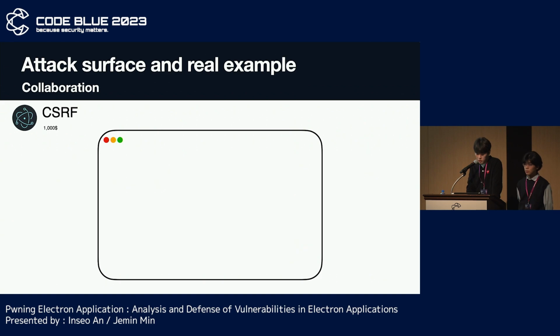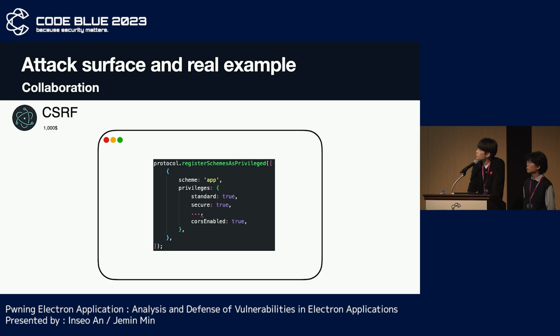Now I'm going to give you an example of a real vulnerability. This vulnerability was reported in 2022 as CSRF and received $1,000 as a bounty in 2023. First, this app has a custom scheme implemented in Electron. If you look at all the options in this scheme, you can see that CORS is allowed. But there is no restriction on this scheme, which creates a vulnerability.